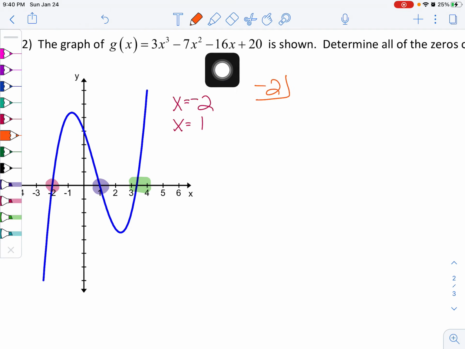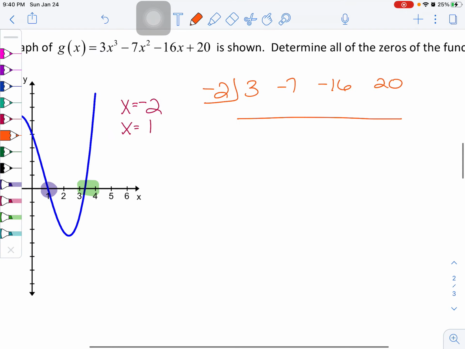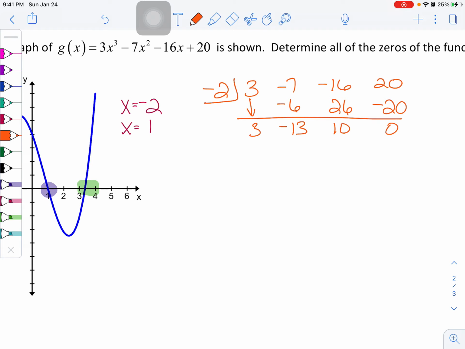I'm going to grab the coefficients here from this first problem. So we've got 3, negative 7, negative 16, and 20. Let me move over a little bit. All right, so drop the first term. So let's see, that's going to be negative 6. Add them up vertically. That's going to be negative 13. Multiply is going to be 26. Add is going to be positive 10. Multiply is negative 20. My remainder is 0. Now, that has to happen because we know that x equals negative 2 is one of our x-intercepts, which means that x plus 2 would be a factor. So yeah, that has to be a remainder of 0 here.